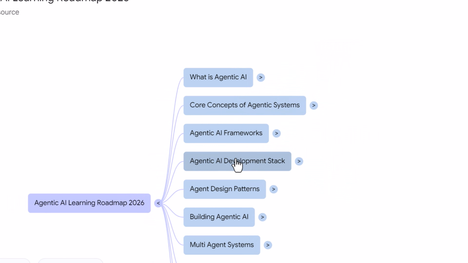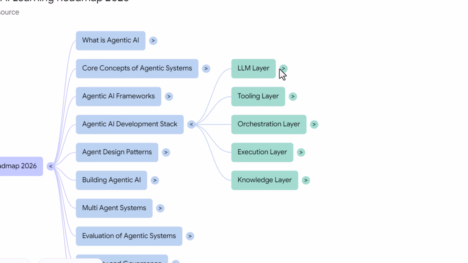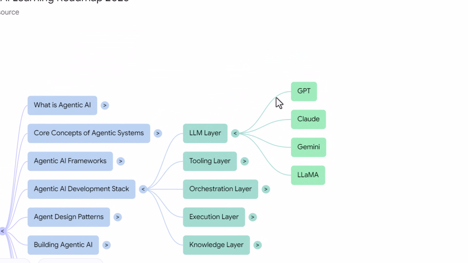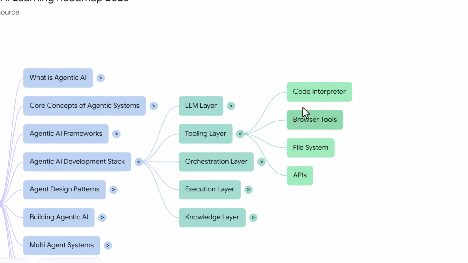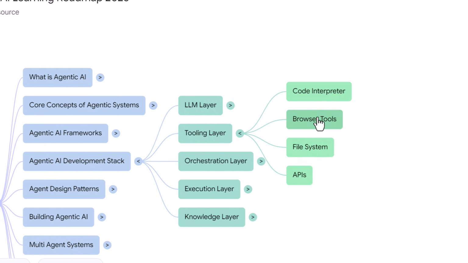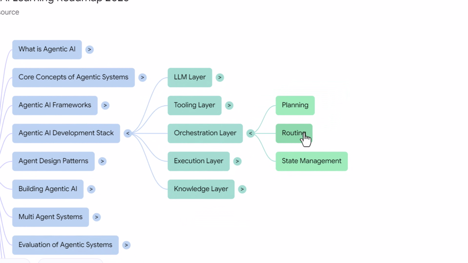Next is the Agentic AI development stack. At the top sits the LLM layer, which includes the reasoning models such as GPT, Claude, Gemini, and Llama. Below that is the tooling layer, which enables actions such as code execution, browsing, file operations, and calling APIs. Then comes the orchestration layer, which handles planning, routing decisions, and managing the agent's state over time.